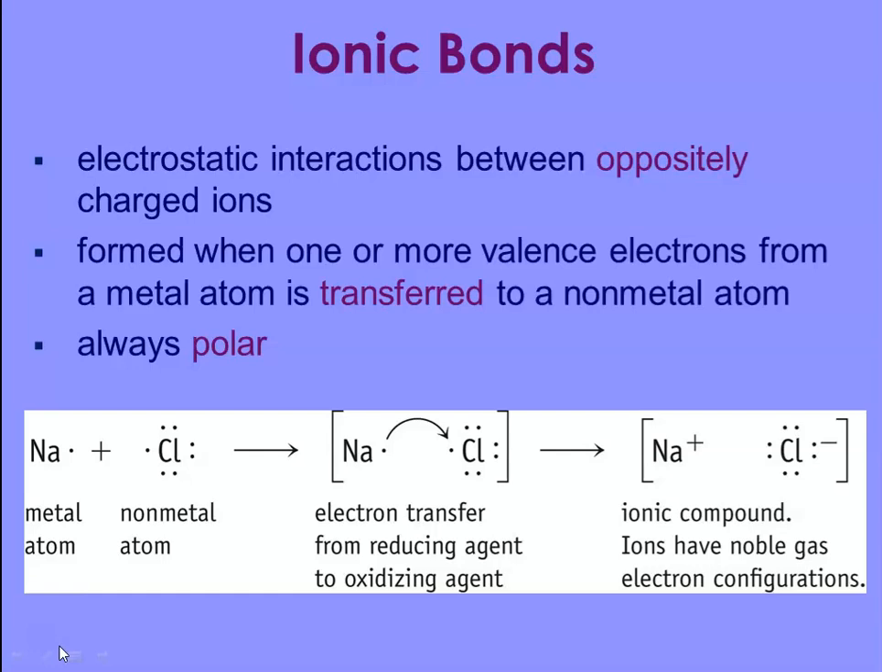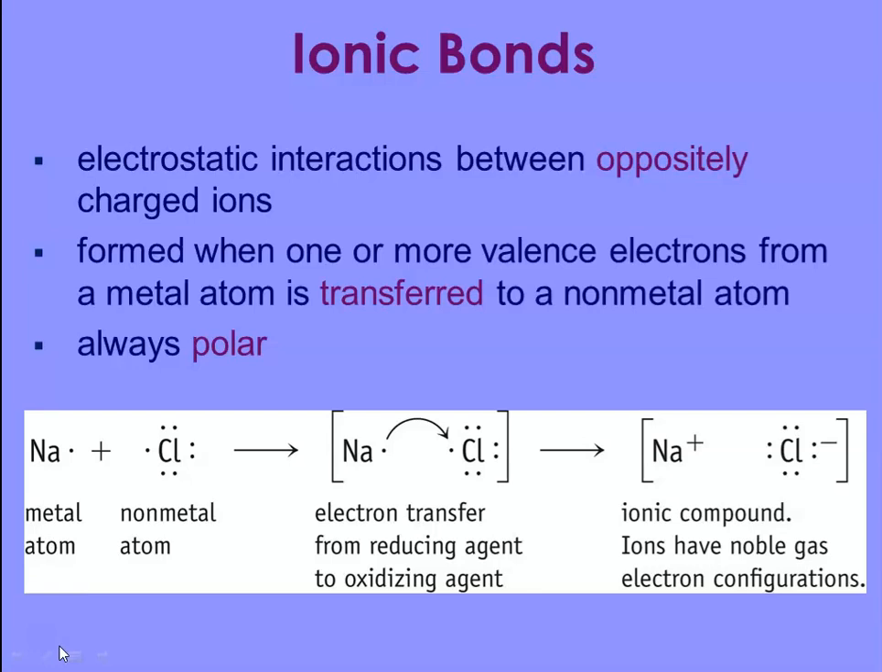One or more valence electrons is transferred from a metal atom, turning it into a positive cation, to a nonmetal atom, turning it into a negative anion, or this takes place with polyatomics. And these bonds, because there is that physical transfer, are always going to be considered as polar.